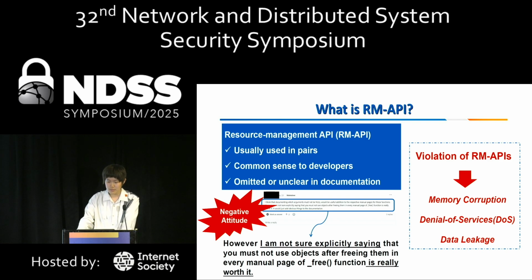First of all, I'm going to explain what an ARM API is. ARM API is the abbreviation for Resource Management API. Such APIs are usually used in pairs, which might be common sense to developers, and such pairs are always omitted or unclearly documented. We reported some detected pairs to library developers. They confirmed our contribution. However, they also noted that they might not explicitly write a freeing API for each function. Such a negative attitude may lead to a large amount of misuses, which may lead to memory corruption, denial of service, data leakage, and so on.